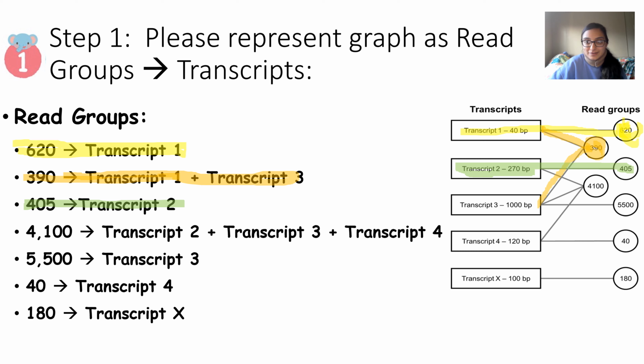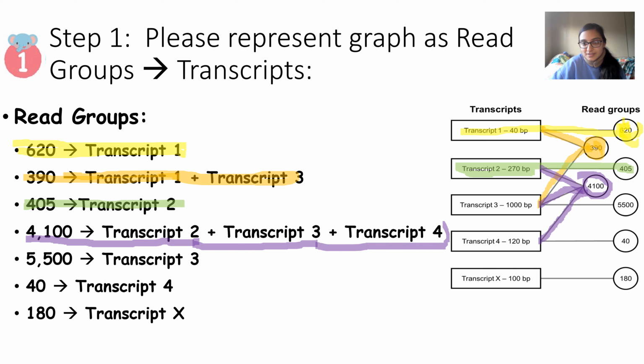Then we're going to find this big one here, this 4100 one. We find that this 4100 comes from transcript 2, so this comes from transcript 2 over here. I'm not going over it on top of it because it will be difficult to read. It's also coming from transcript 3, where we get this from, and it's also coming from our transcript 4.